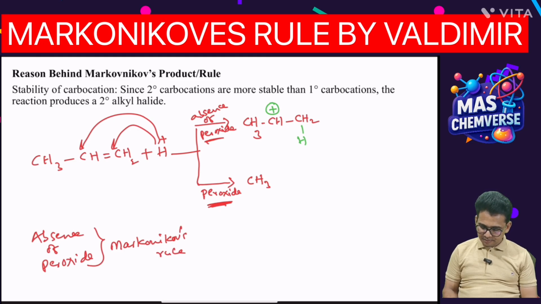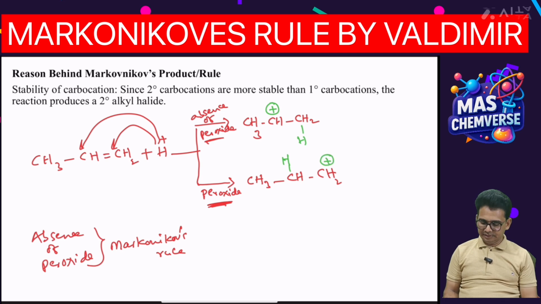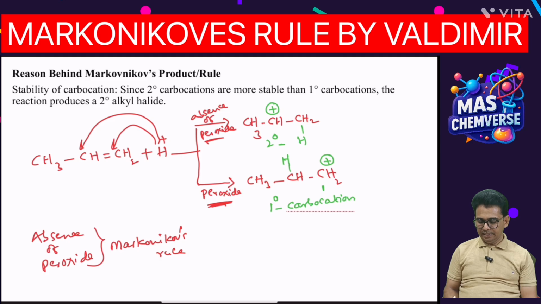Now see what is formed here. Hydrogen comes here, then this carbon becomes electropositive and gets the positive charge. The positive charge is present on the first carbon. That's why it is called the primary carbocation. Carbocation is nothing but carbon containing a positive charge. This is the secondary carbocation. Now see what happens in the next step.